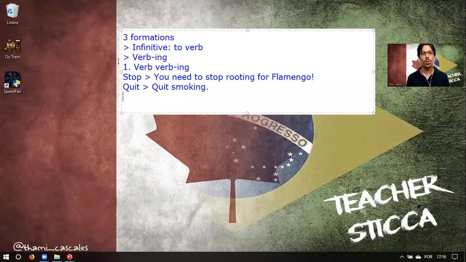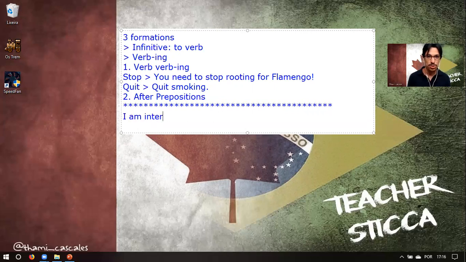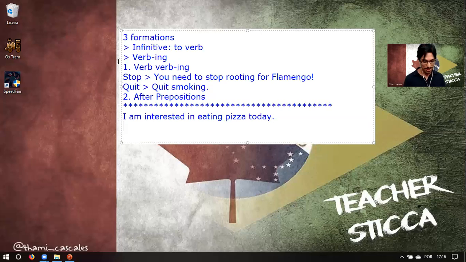The second rule for ing formation is after, and this, in my opinion, is the most important rule for the ing formation, which is after prepositions. This is a golden rule and has no exception. This is really important. So, for example, I am interested in eating pizza today. You see that most of my examples are about pizza.